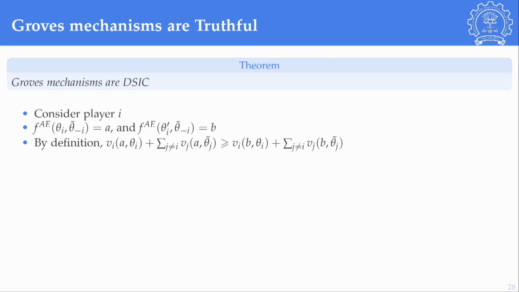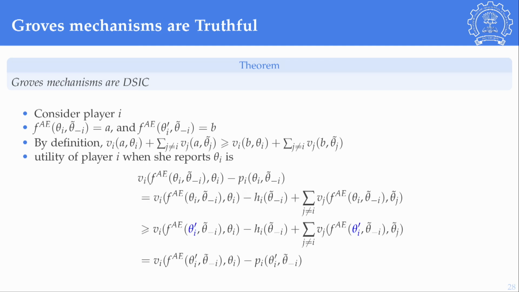So, agent I's true valuation is theta I, and because of that the mechanism designer has actually maximized this term. Other agents have reported theta tildes, and that agent has reported theta I. So this sum, by definition, because it is maximizing the sum of the valuations, will be larger than any other B, any other allocation in set A. In particular, I want to put B here.